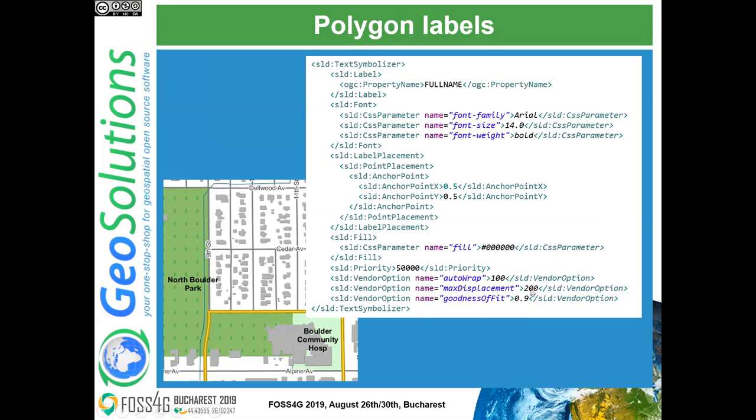Max displacement allows the label to be moved up to 200 pixels away from the centroid, but still within the polygon, to avoid conflicts with other labels and so on. And here, with the goodness of fit at 90%, we are saying, look, I want 90% of the label to fit within the polygon. Otherwise, don't display the label.